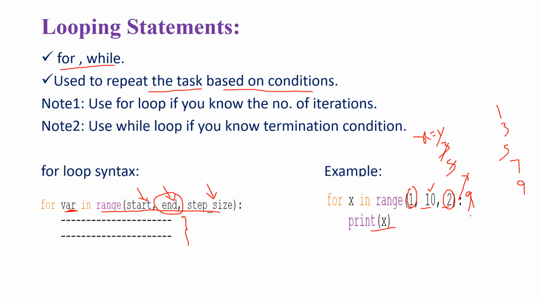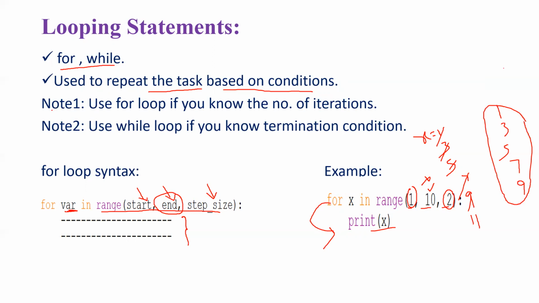Now 11, here you can observe that 11 is greater than 10, in that case it will not enter into the loop, it will come out of the loop and the loop will be terminated. So our output will be 1, 3, 5, 7 and 9.